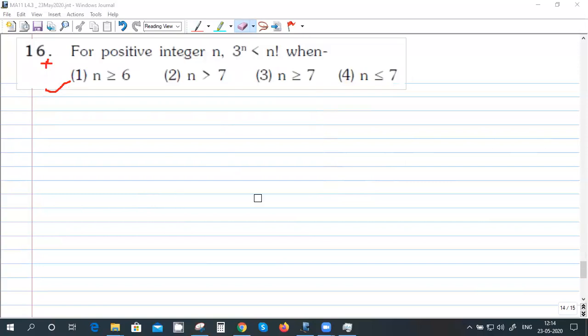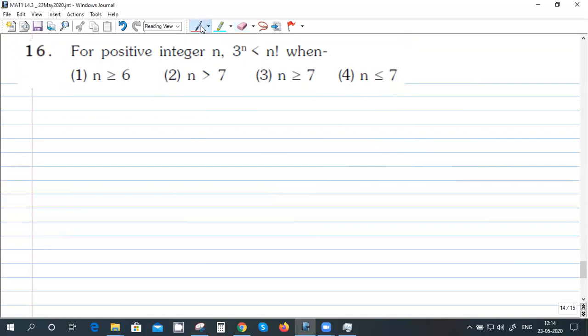What about this one? For positive integer, you basically find the minimum value of n. First of all, you have to check whether it's true by mathematical induction, because for all n greater than something, it is true, right? So you have to check whether p of k implies p of k plus 1.